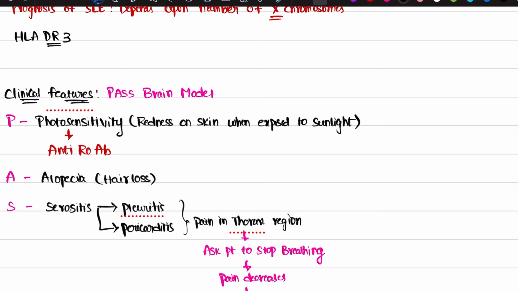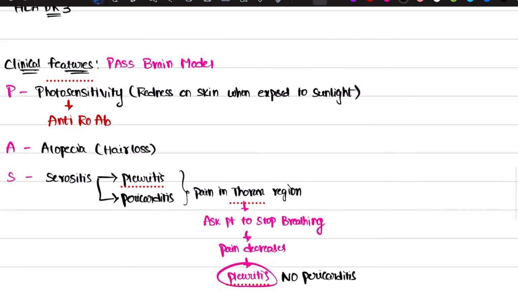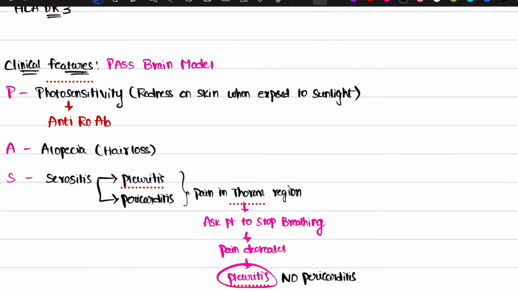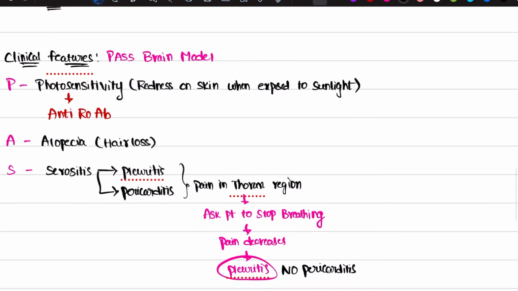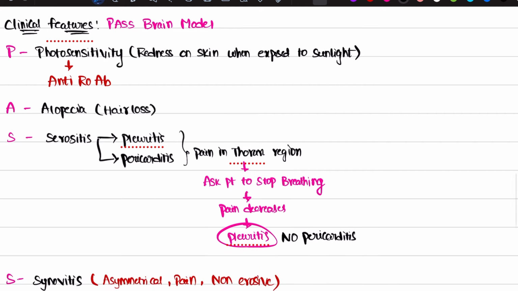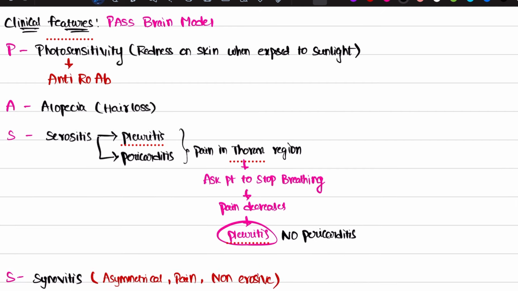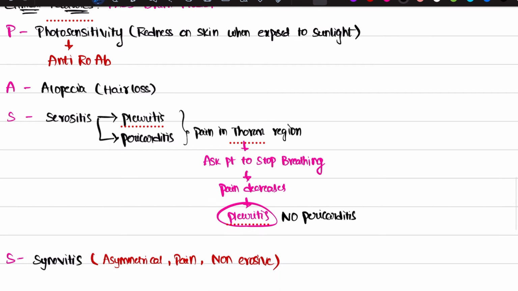PASS. So let's recall this small thing along with me in a clear manner. In PASS, the first P stands for photosensitivity. Photosensitivity means whenever the person goes into sunlight, there is redness on the skin. That's what photosensitivity means. For that, it corresponds with the anti-Ro antibodies. And next is A. A stands for alopecia. Alopecia means a patient having a complaint of hair loss. And next, S stands for serositis. Serositis means it is causing pleuritis and pericarditis.